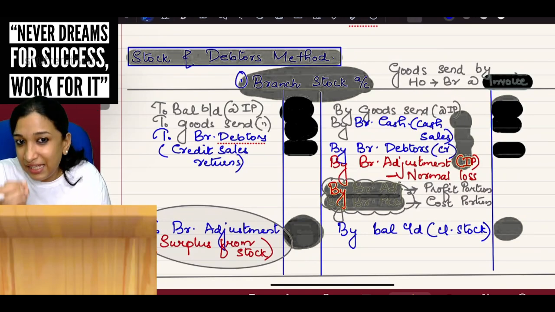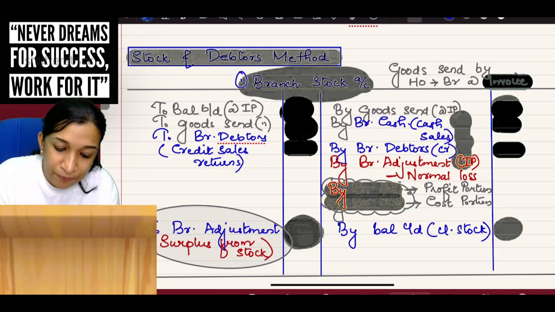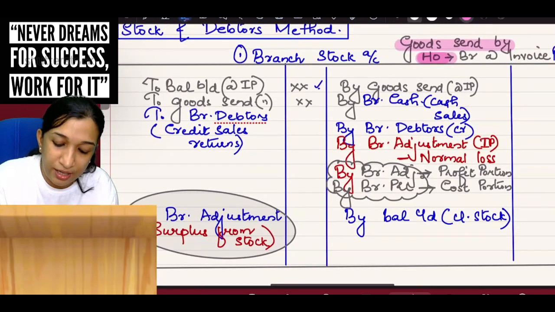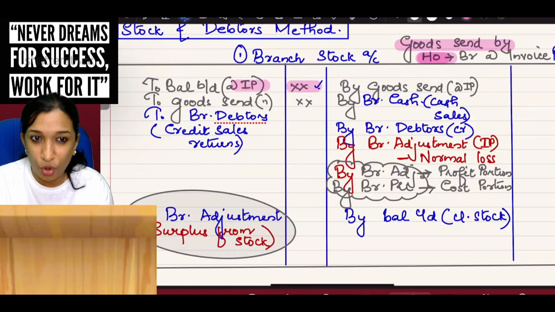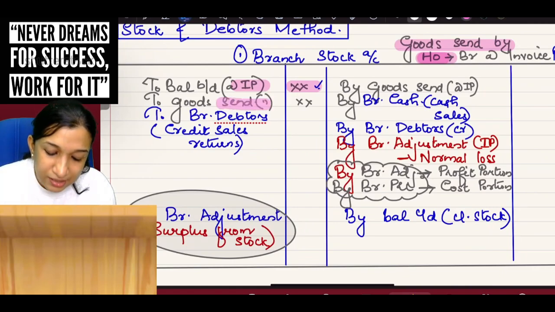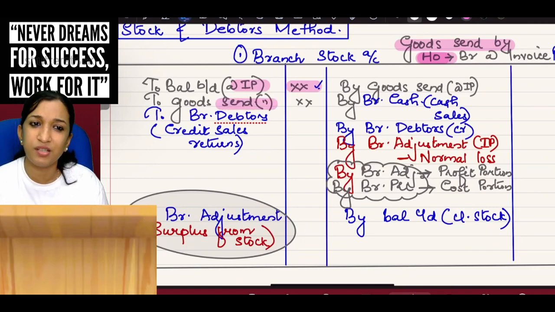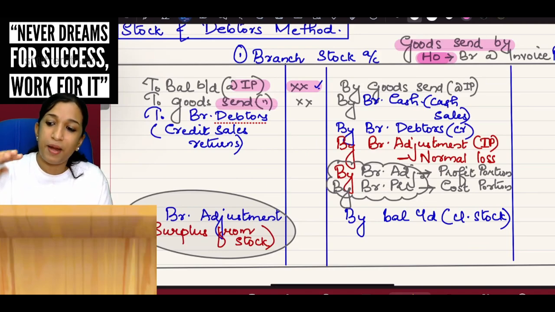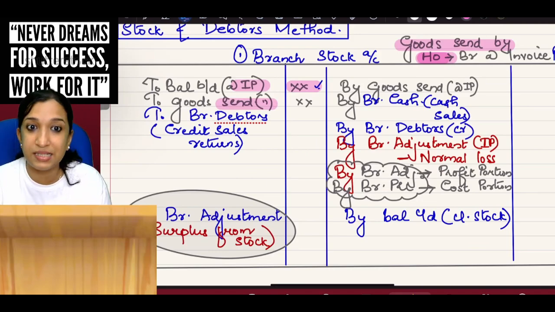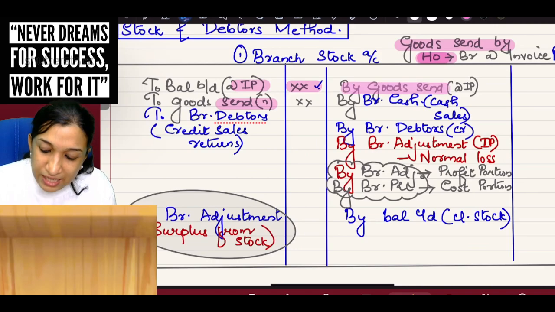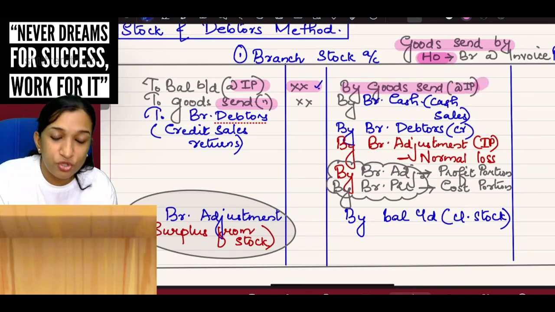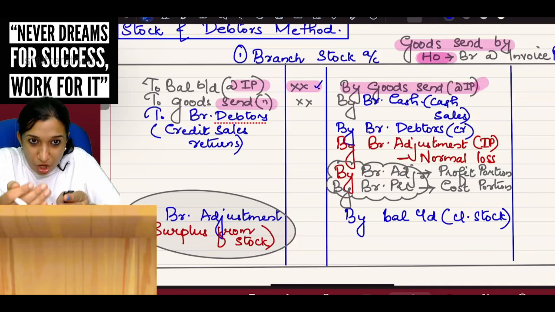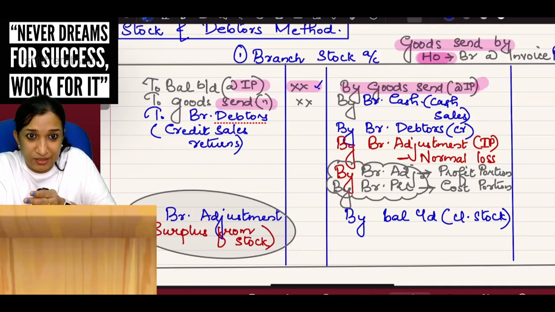Branch stock. And here I am discussing the adjustment. Opening balance: to balance brought down at invoice price. Don't convert it to cost. Transfer at invoice price: to goods sent at invoice price. Branch stock to goods sent. Branch stock has increased. By goods sent, goods returned at invoice price. Now, opening stock was there, stock received, there can be stock returns.